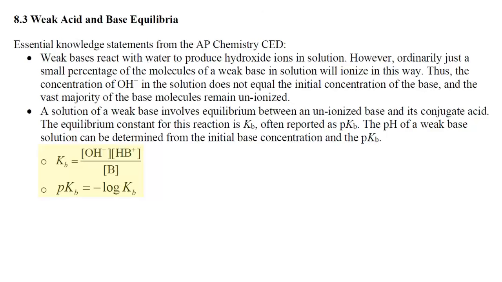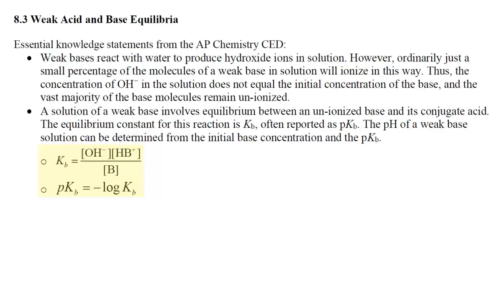The first one is the Kb expression, and it's equal to the concentration of the hydroxide ion times the concentration of HB plus, and then divided by the concentration of B. So in this representation, B represents the chemical formula of a substance that behaves as a weak base, and HB plus represents the formula of its conjugate acid. And then also you can see pKb is defined as the negative log of Kb.